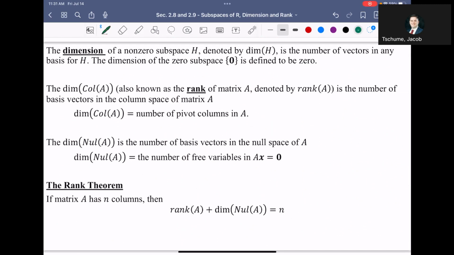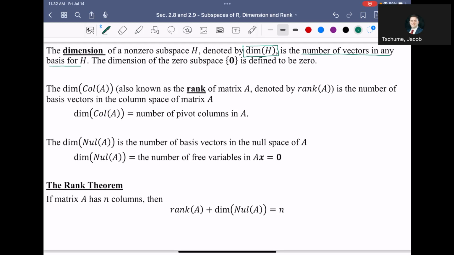The dimension of a non-zero subspace H, denoted by, and here's our new notation, we got a lot of that today, when we write dim of H, that denotes dimension. All this is, it is the number of vectors in any basis for H. So once you find the basis of a subspace, you count the number of vectors in there, and that is what your value will be. These will just be constant answers that you're going to find.